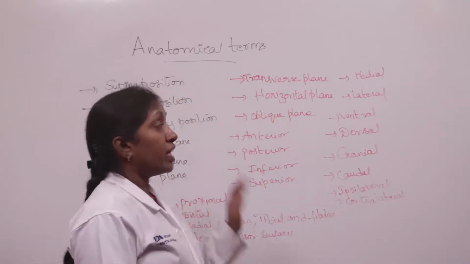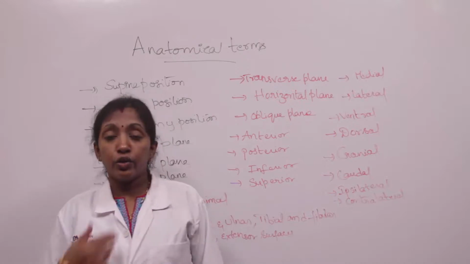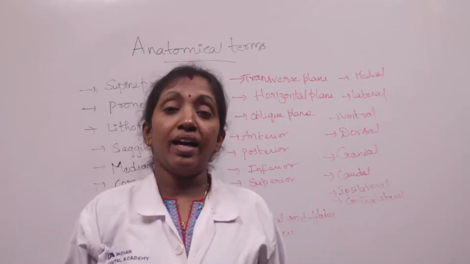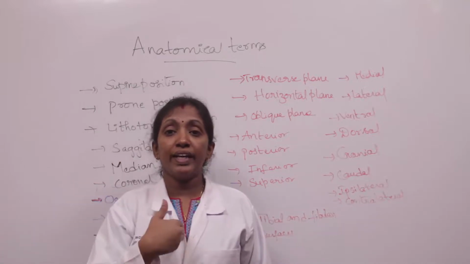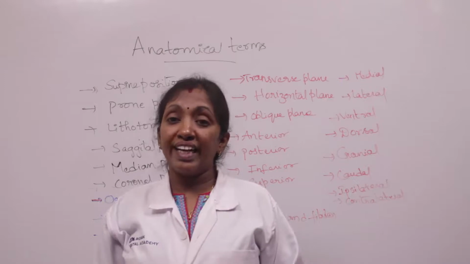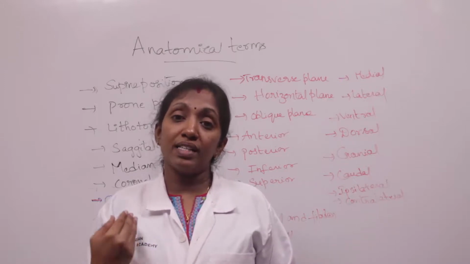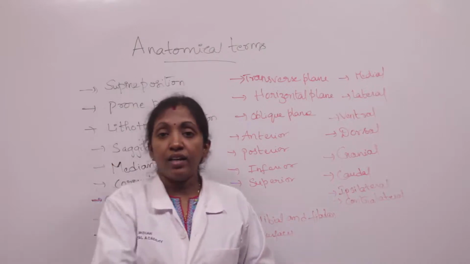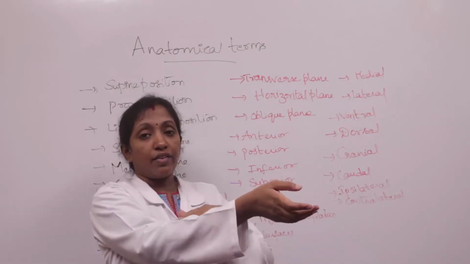And here we will be able to see the anterior, towards the front is the anterior, towards the back is the posterior. Towards the median plane is the medial, and away from the median plane is the lateral. And this is the radial border.